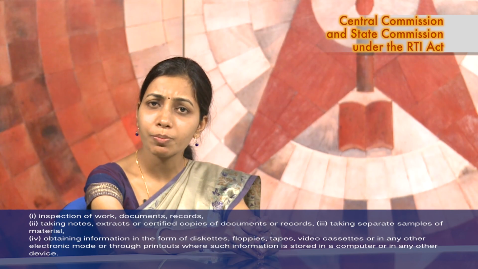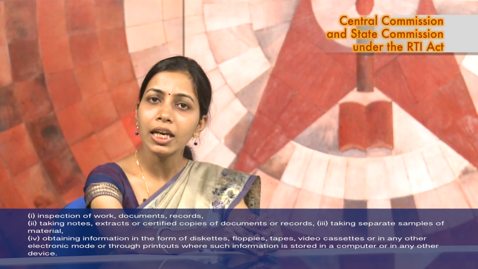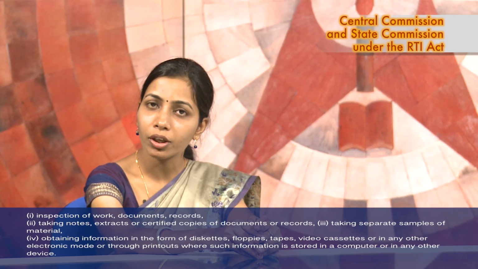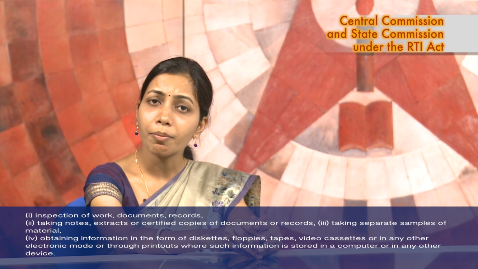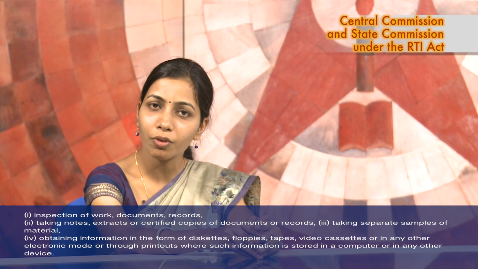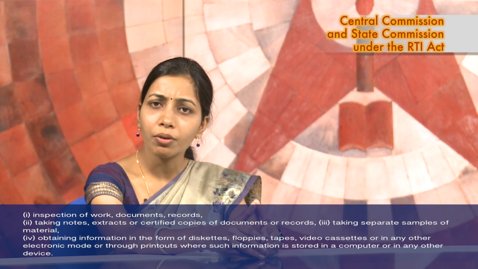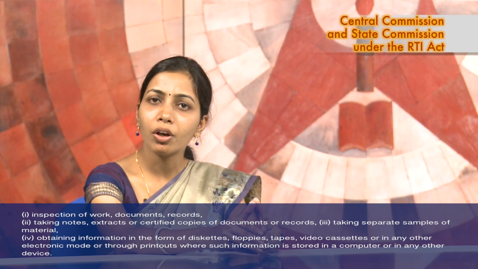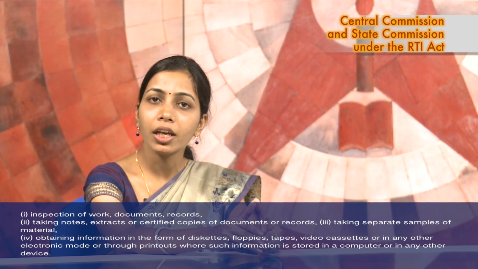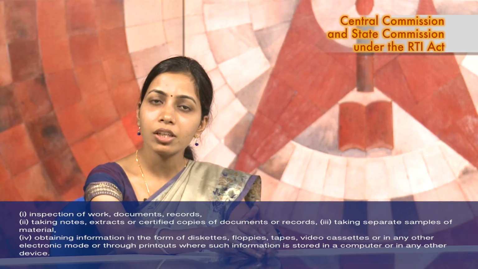Now coming to the right to information. The right to information is defined in section 2(j) of the RTI Act. It is the right to information accessible under the Act which is held by or under the control of any public authority and includes the right to: Number 1, inspection of work, documents, records. Number 2, taking notes or certified copies of documents or records. Number 3, taking certified samples of material. Number 4, obtaining information in the form of floppy disks, videos, cassettes or in any other electronic mode or through printouts where such information is stored in a computer or in any other device. So these all are the definitions which talk about information and right to information.